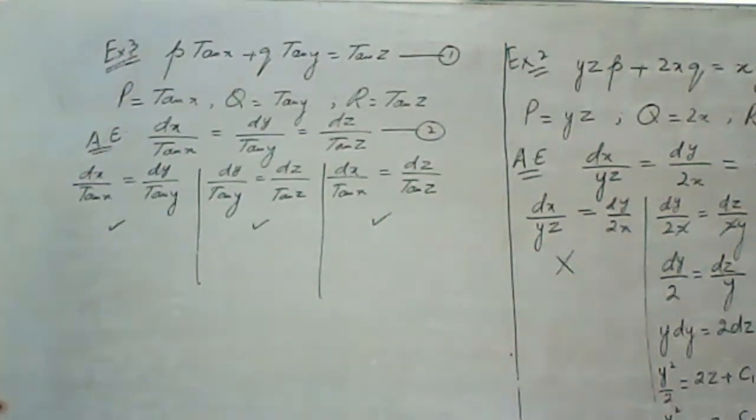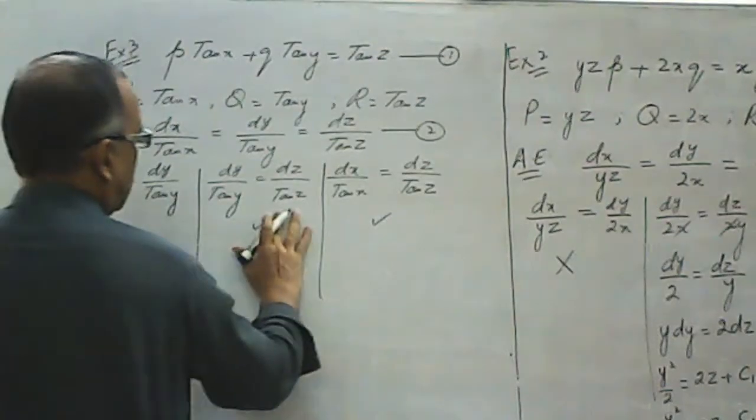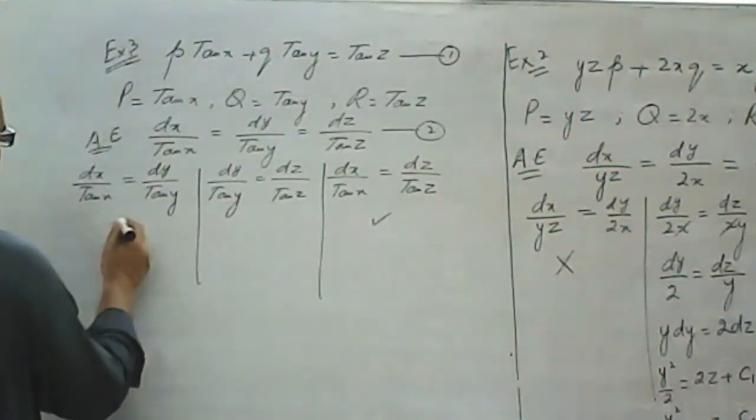So still we will only solve any 2 pairs. As I said, if all 3 pairs are solvable, then there is no need to solve all 3 pairs, just 2 solvable pairs are required. So you can solve any 2. So let's say I am solving this and this.